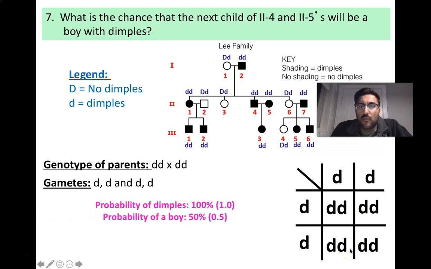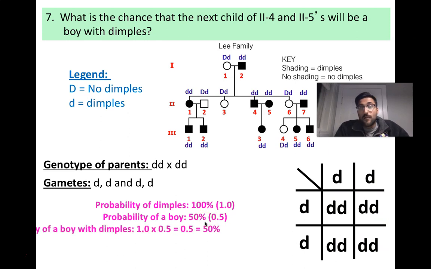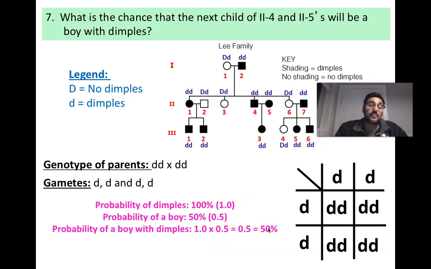What's the chance of being a boy? Well, you either are a girl or a boy. So you're either going to have a 50% chance of being a boy or a 50% chance of being a girl. So to answer questions like this, where it's asking what's the chance the next kid is going to be a boy with dimples, you are basically going to multiply the two probabilities together. There's a 100% chance from these two parents of having dimples, and there's only a 50% chance of being a boy, because the other 50% chance is you're a girl. If you multiply the two together, so 1.0 times 0.5, or 100% times 50%, you get 50%. So there's a 50% chance of being a boy and having dimples, according to this cross.